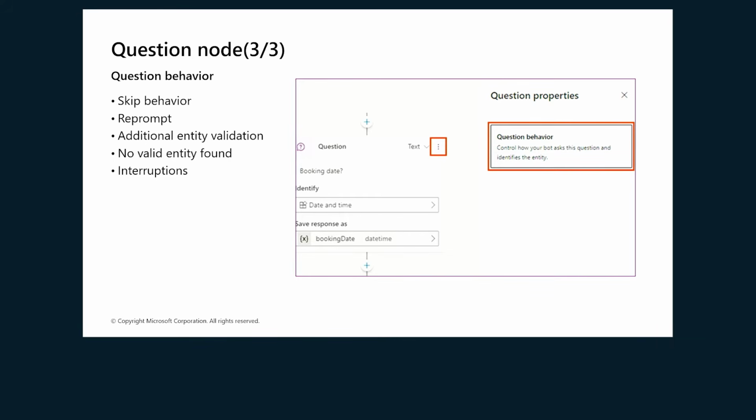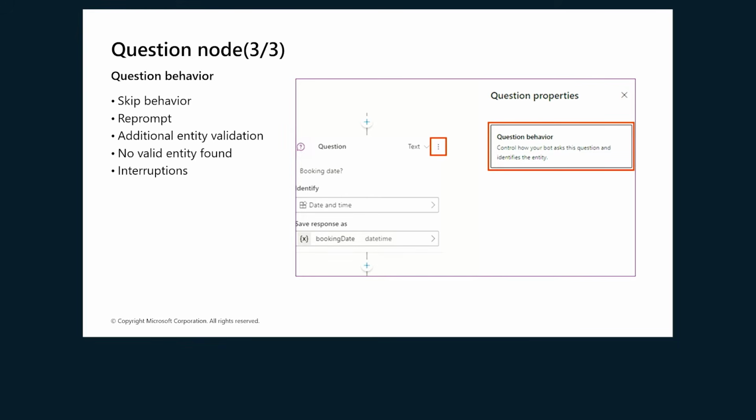Third one, additional entity validation. It allows you to add criteria to the basic test. For example, you might have a question node that accepts a number, but you might want to make sure that it's less than 10. You can also change the prompt to help the user enter a valid response.